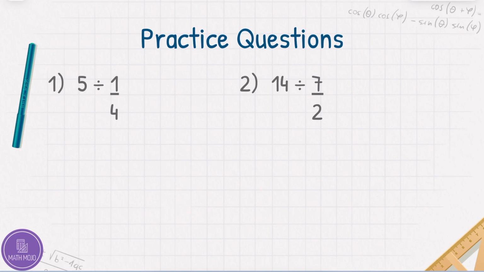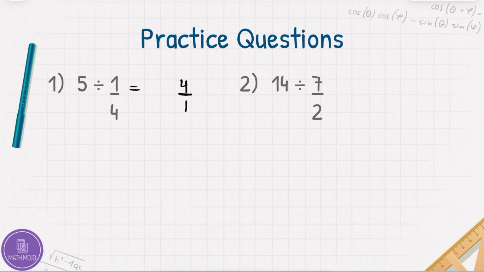Now we have some practice questions, so pause this video and try these examples on your own. Our first question, we have 5 divided by 1 over 4. So we need to find the reciprocal of 1 over 4. So we get 4 over 1.